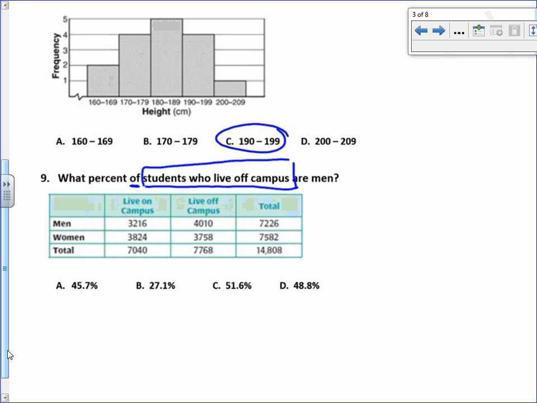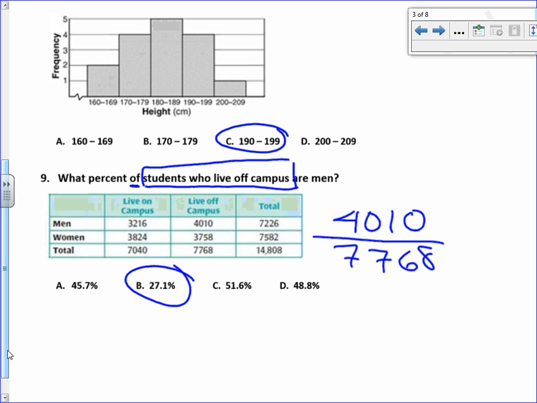Okay? So that's a different question from an example I'm going to give you in a moment. So anyway, now out of those, how many people live off campus? 7,768. And how many of those are men? 4,010. And so when you divide those, I think you get 27.1. Okay, take your word for it. I don't have my answer key in front of me. Any questions about that?